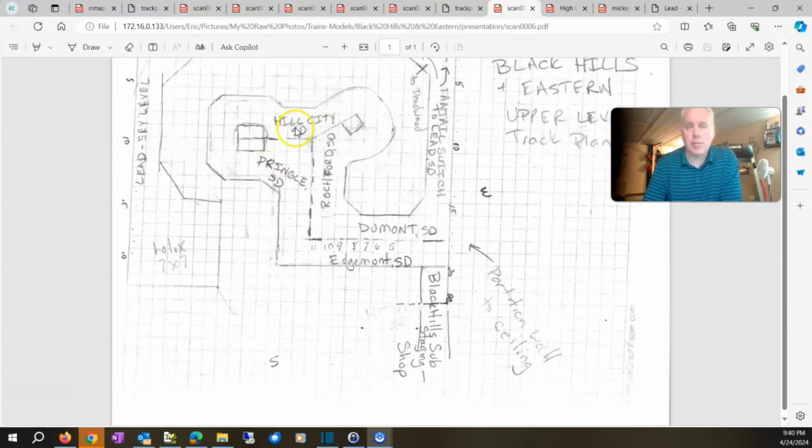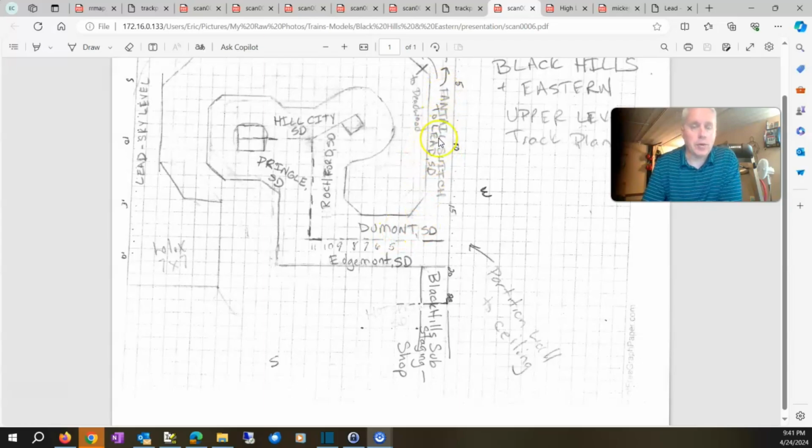But Hill City, we plan to plant a brewery there. I know there never was a brewery, but to make it interesting for operators and a little bit more of a challenge, and just for the fun of it, we're going to imagine that there was one there. A couple of tunnels here coming through Rochford, Dumont, the highest part of the line. I'll get to that here after a bit.